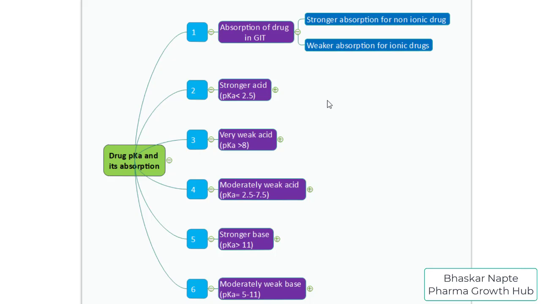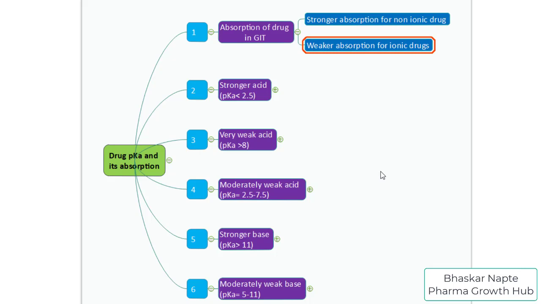So the ionic compound will prefer to stay in the gastrointestinal fluid, whereas the non-ionic compounds will prefer to transfer through the semi-permeable membrane and enter into the bloodstream or the systemic circulation. That is the reason why the non-ionic compound has the stronger absorption, whereas the ionic compound has the weaker absorption. So we understand one thing very clearly: the moment the drug comes into a solution form after dissolution, dissolution is not going to be a rate limiting step for the absorption, but the further barrier can be this ionic state of the compound.